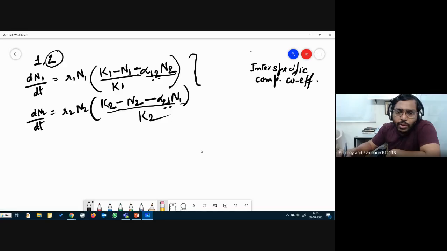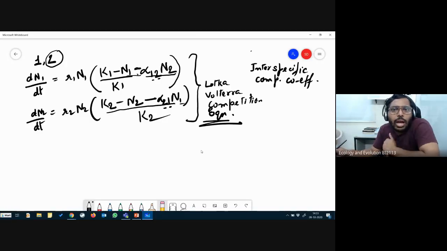This system of coupled equations is what is known as the Lotka-Volterra competition equation, named after Alfred Lotka and Vito Volterra.